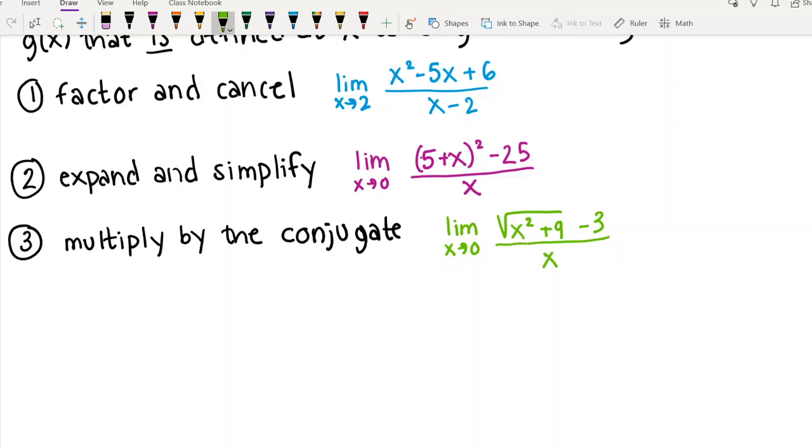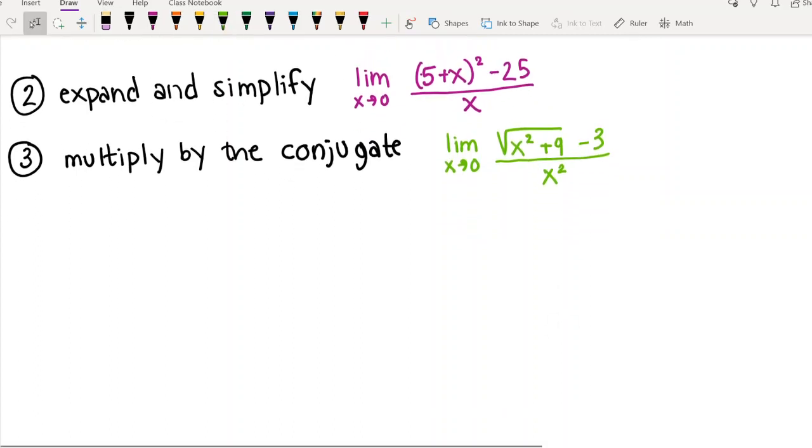So what we'll see is that multiplying by the conjugate is a method you're going to use when you have square roots involved, basically. It'll be a way to get rid of the square roots and then also get stuff to cancel out in a nice way.